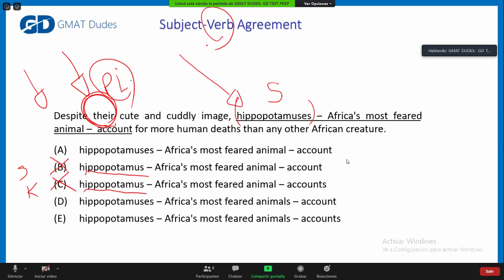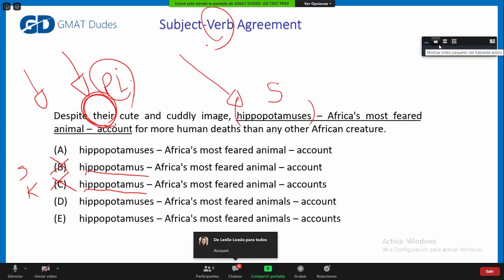Once again. Death is a noun, a sustantivo. Death is not an action. Oops, someone's texting us. Let's check it out. Someone's on the chat. Let's see what's going on. Sorry, guys.